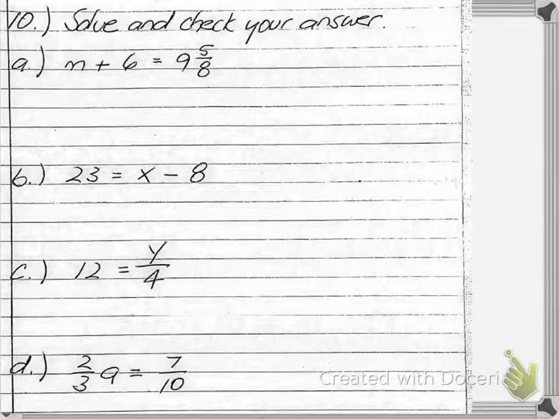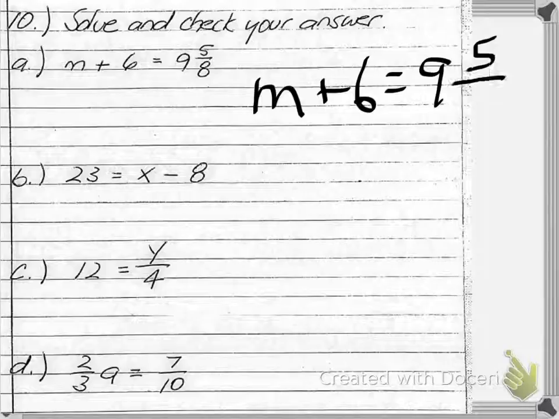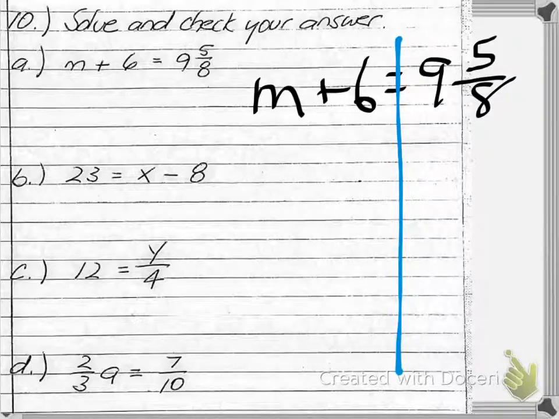Okay, for number 10, we're going to solve some one-step equations and check the answers. For our first one, we have m plus 6 equals 9 and 5/8. So, in order to do this, it's an equation, so we can draw a line down there. The goal of any equation is to get the variable by itself. So we want to get this m by itself.